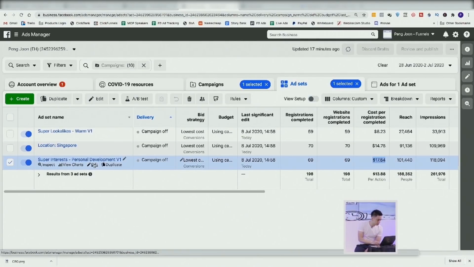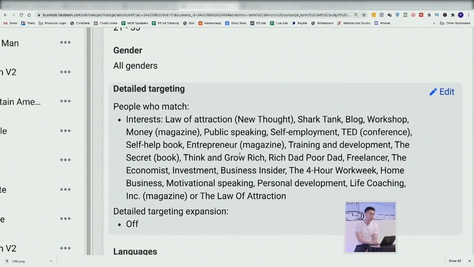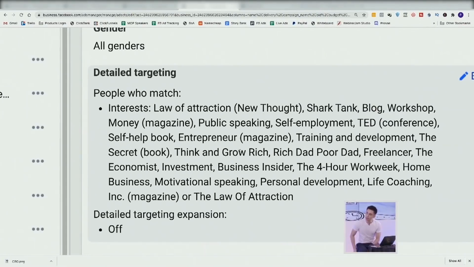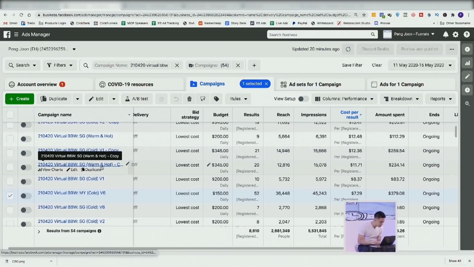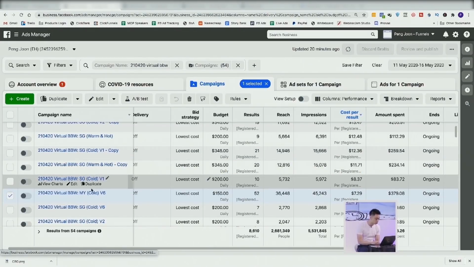And if you take a look at this super interest over here, I am clumping it all together. Inside my super interest, I would have people who might like Law of Attraction or Shark Tank or workshop and public speaking and TED Talks and Think and Grow Rich and Rich Dad Poor Dad. And now, why am I clumping it together? I was testing this in order to scale, and this is what we do for all of our different funnels. Versus, again, remember what happened initially? What happened initially was we were splitting it.